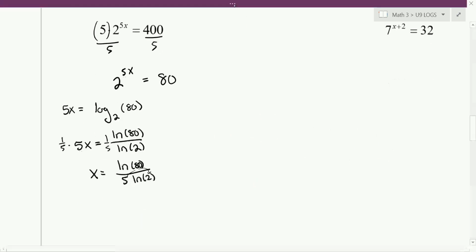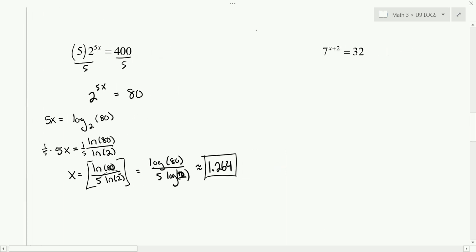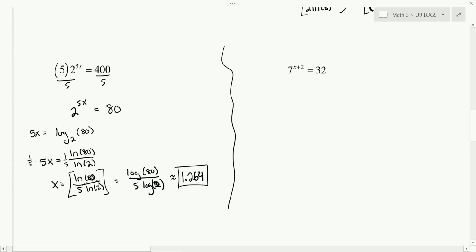So we're asked again to write this in 2 different ways. We got one expression here, and I'm just going to rewrite it in terms of log base 10. Log of 2, and then approximate it. You should get about 1.264. So try the next one. 7 to the x plus 2 equals 32. See if you can get an approximate value for x.